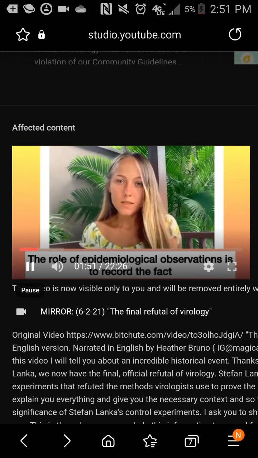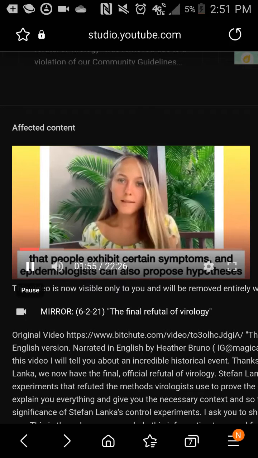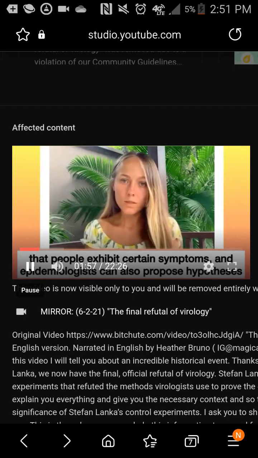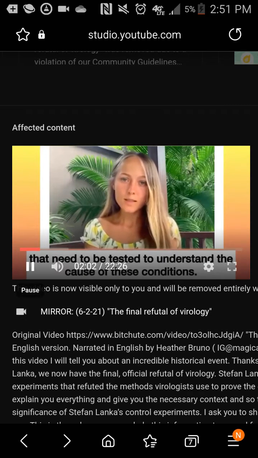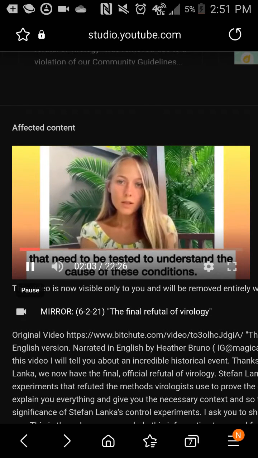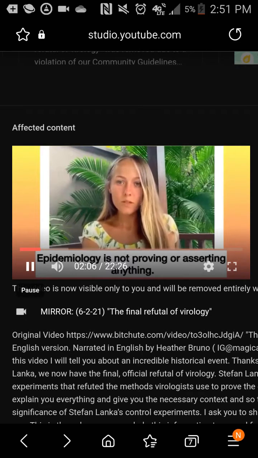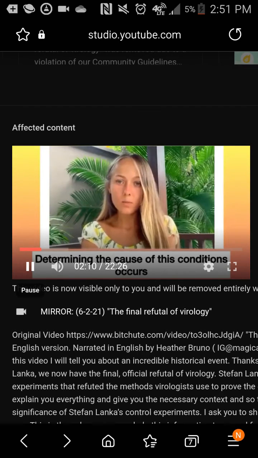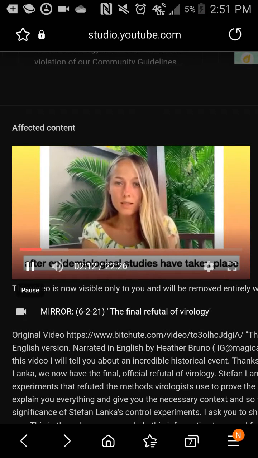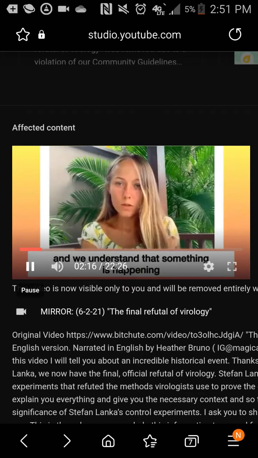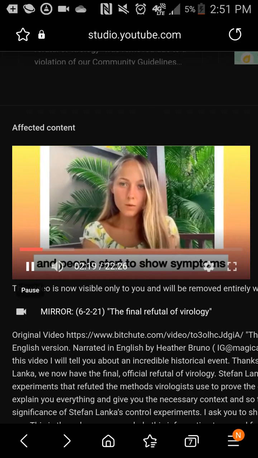conditions. The rule of epidemiological observation is to record that people exhibit certain symptoms, and epidemiologists can also propose hypotheses that need to be tested to understand the cause of these conditions. Epidemiology is not proving or asserting anything. Determining the cause of these conditions occurs after epidemiological studies have taken place and we understand that something is happening and people start to show symptoms.